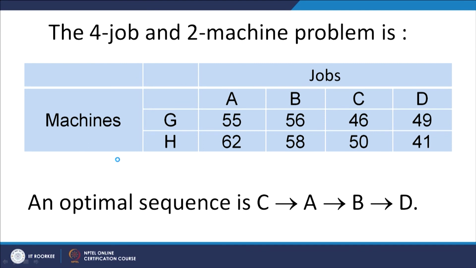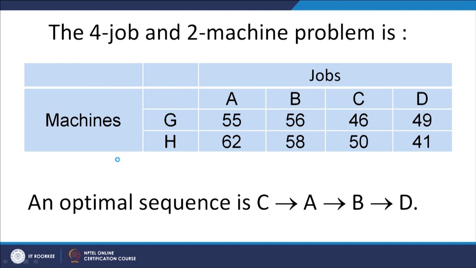So, the 4 jobs and 2 machines problem is as follows. We have 2 fictitious machines G and H, and we have the 4 jobs A, B, C, D as follows: 55, 56, 46, 49, and for the G machine 62, 58, 50 and 41. And once you get this 2 machines case, then you can use the previous case to solve it, and the optimum sequence that you get is C, A, B and D.